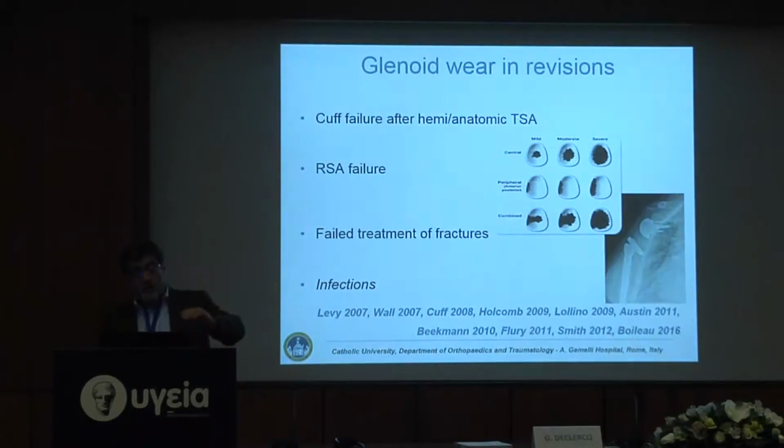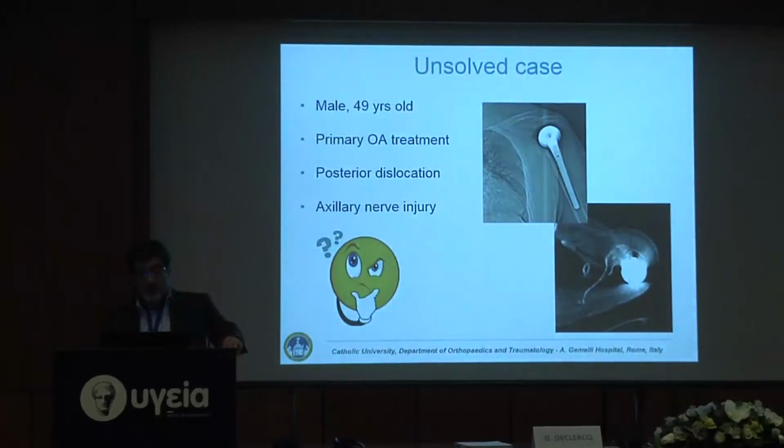So glenoid wear in revision cases is very challenging, especially in cases of cuff failure after any arthroplasty, anatomic of the shoulder, or failure of a previous reverse shoulder replacement system, or in case of infections. And these are very, very challenging cases.